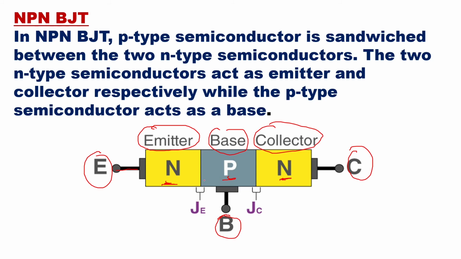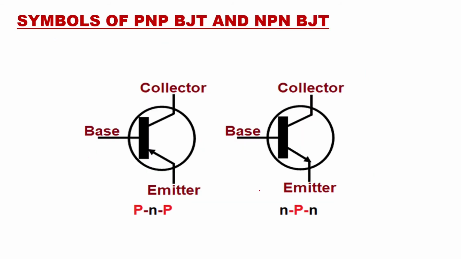The first junction between emitter and base will be called JE, and the second junction between base and collector will be called JC. So again here you are having a three terminal, three layer, two junction device. Only thing here the arrangement will be your P-type semiconductor is sandwiched between two N-type semiconductors.